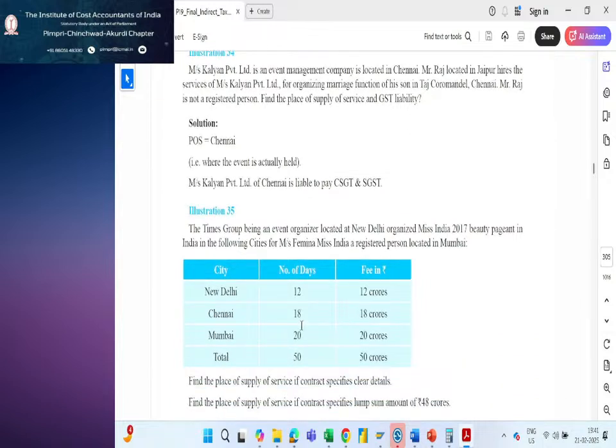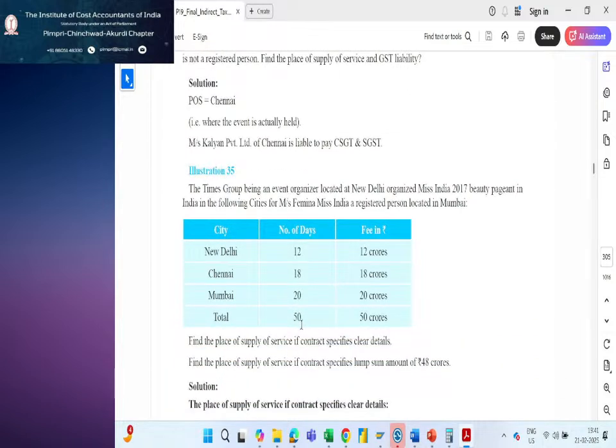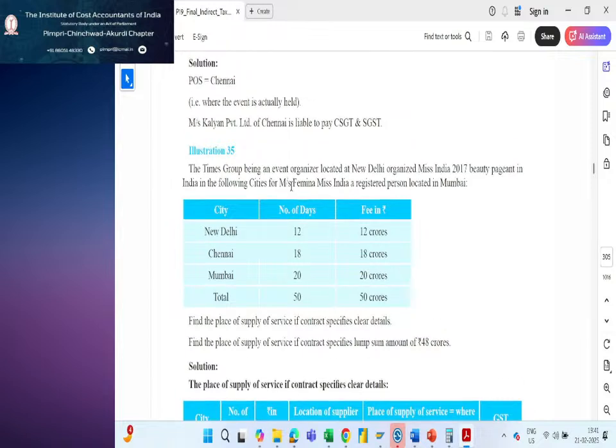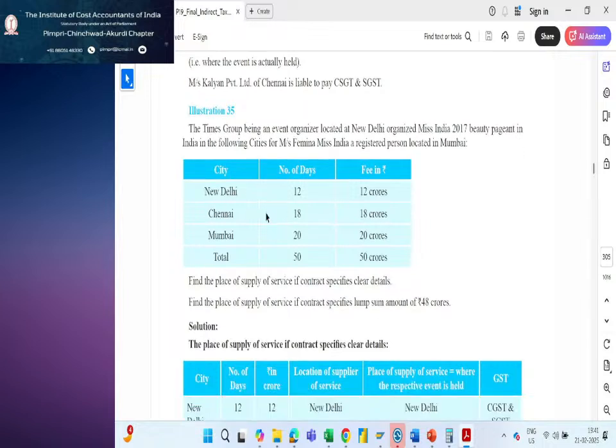We'll see one more. Have you seen this in Inter, the proportionate basis? Don't remember. Okay, fine. There are questions also like the Times Group. It may be something which is new. You might not have seen it in Inter, I'm not sure, but we will see this problem because this type of question has also been asked.